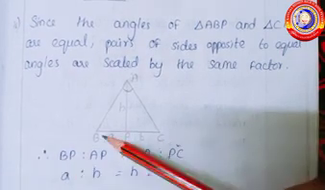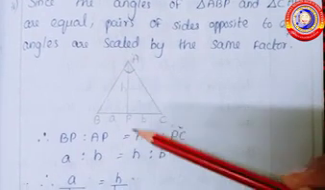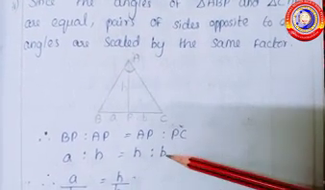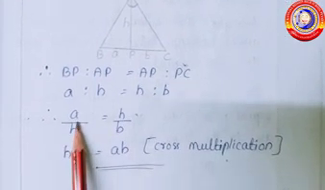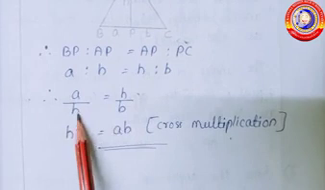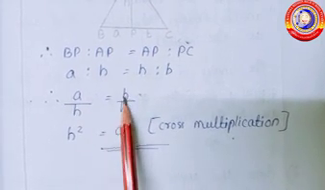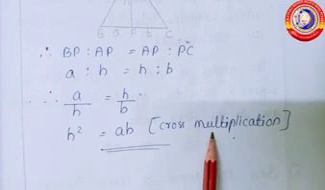Here the value of BP is A, AP is h, and again AP is h, and PC is B. So A is to h is equal to h is to B, that is, A by h is equal to h by B. Then by cross multiplication, we get h square is equal to AB. Hence, we have proved this question.